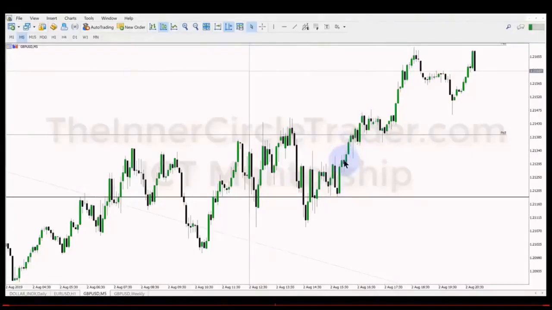Where's your stop going to be? It needs to be below a swing low. It wouldn't be anywhere near here. It wouldn't get stopped out. We have nothing else in here. And after that, it expands on the upside.